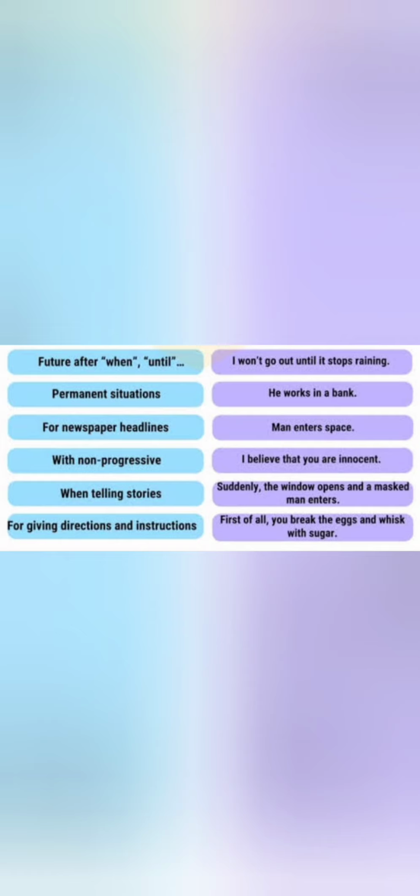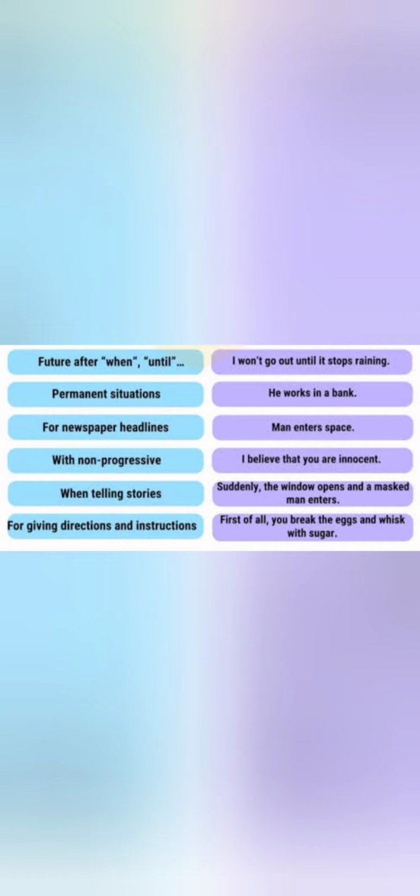So we can use the simple present tense for permanent situations. Okay, for example, he works in a bank. So if a person is working in a bank and it is permanent, his job is permanent, then we can use the simple present tense. Okay, for a permanent situation we are using the simple present tense.